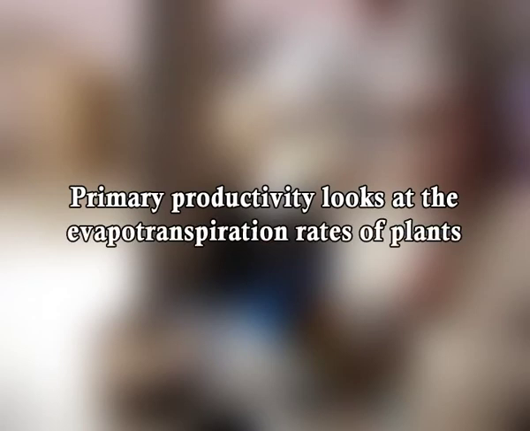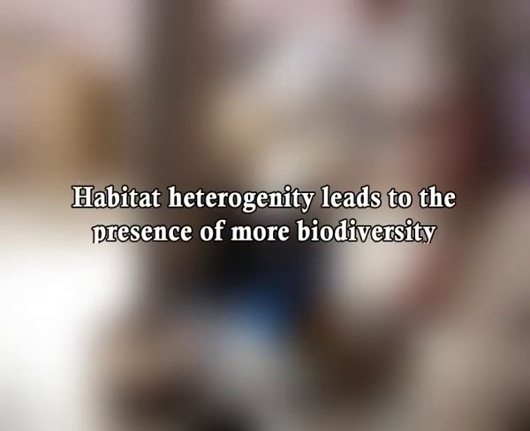Primary productivity looks at the evapotranspiration rates of plants. Where evapotranspiration is high, so is plant growth. Therefore, areas like the tropics that are warm and moist foster plant transpiration, allowing more plants to grow there. In high latitudes, it's simply too cold for the atmosphere to hold enough water vapor to produce high rates of evapotranspiration, and there are fewer plants present. Finally, habitat heterogeneity leads to the presence of more biodiversity.